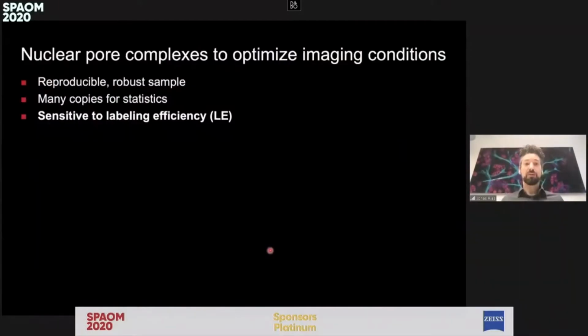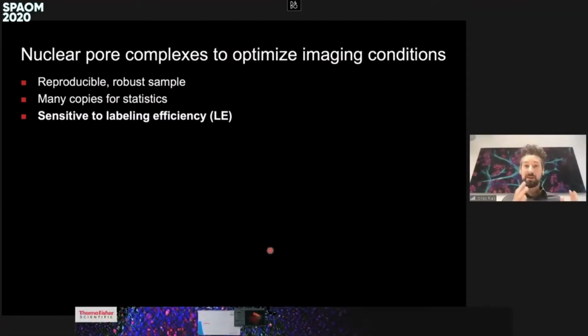So for us, however, these nuclear pore complexes turned out to be mostly important to optimize the entire sample preparation and imaging workflow. The reason that they are so well suited for this is that the samples are very robust, reproducible to prepare, and also quite robust. And also that in a single focal plane, we can have thousands of nuclear pores in focus. And this gives us a huge statistical power and allows us to even see minor changes in the quality if we change certain parameters in our workflow.